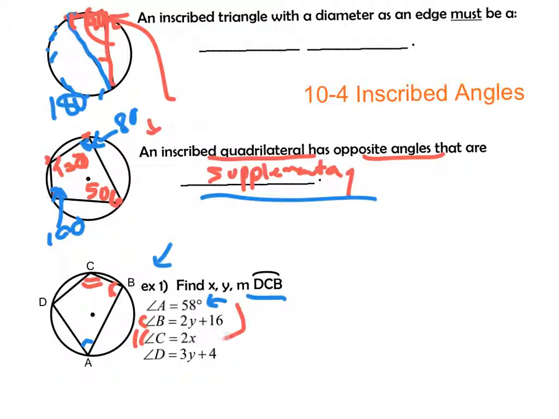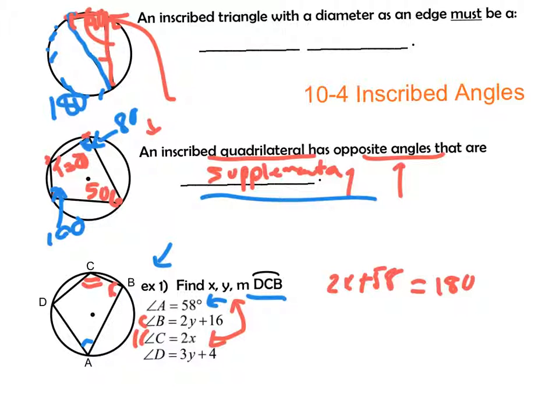I know that these two, because they're opposite angles, must be supplementary. So A and C have to total 180. A is 58, C is 2x, so I get 2x plus 58 equals 180, and then I would just end up solving that equation.